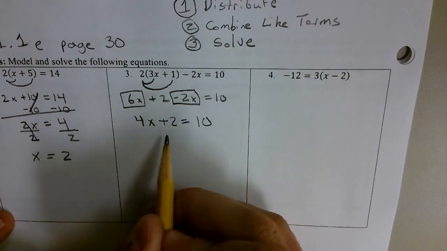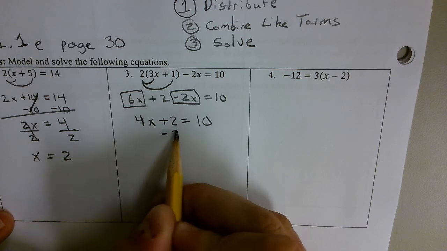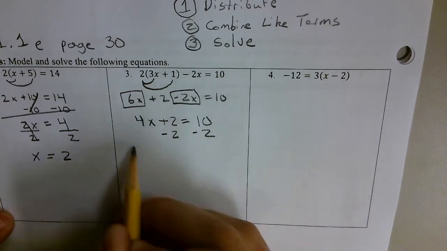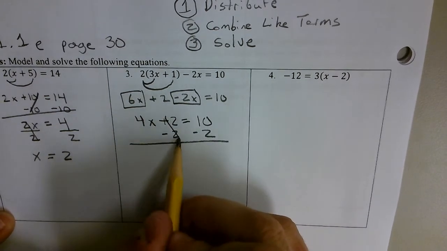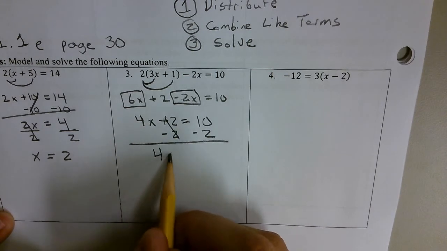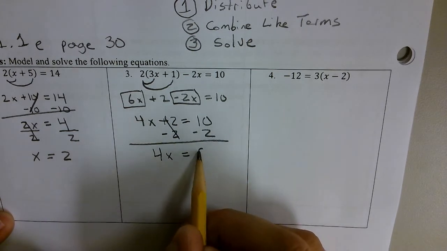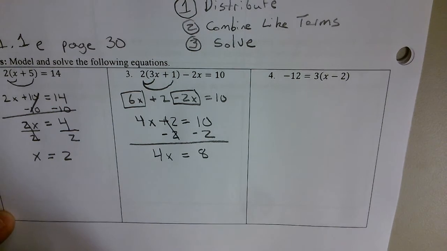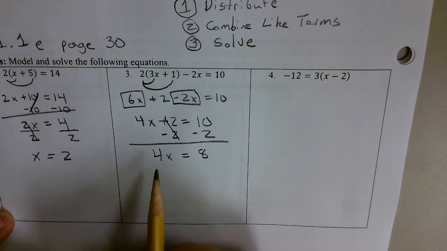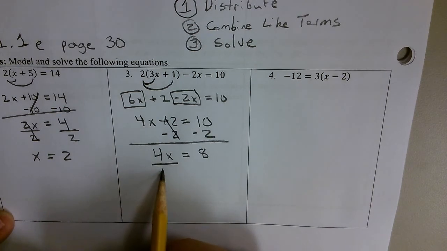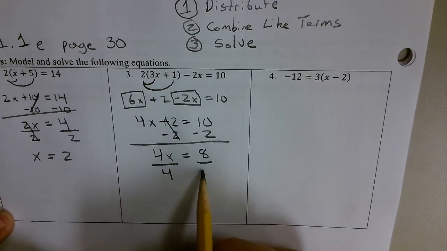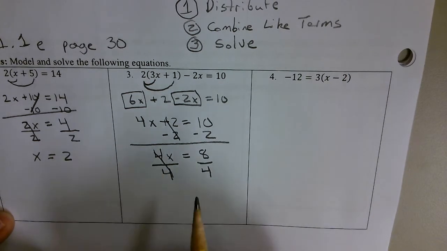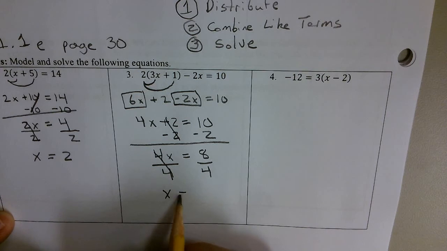So I have this plus 2. I need to get rid of it, so I'm going to do a minus 2 on both sides. These will cancel. I'm left with 4x on the left side equals 8 on the right side. In order to get rid of this 4, I divide by 4 on both sides. These cancel, and I'm left with x equals 2.